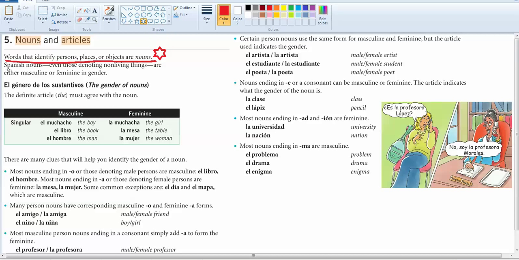Okay. Spanish nouns, even those denoting non-living things, are either masculine or feminine in gender, which is something I keep saying in class: everything has a gender, okay? Whether they're inanimate objects or not, everything in Spanish has a gender.